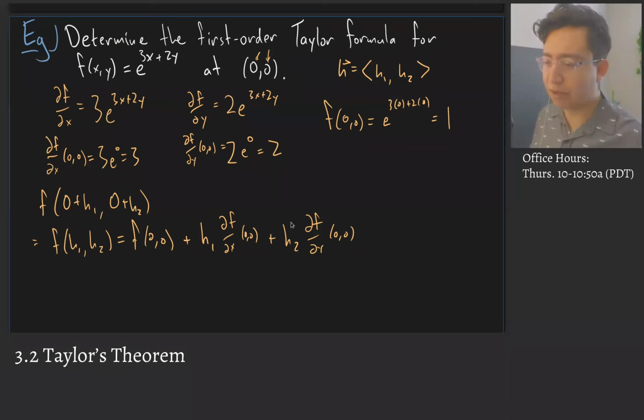And then we have our two first order terms. And then we throw on this extra remainder term r1 of 0, 0 and h. Okay. Cool.